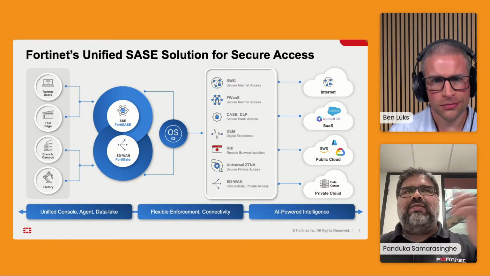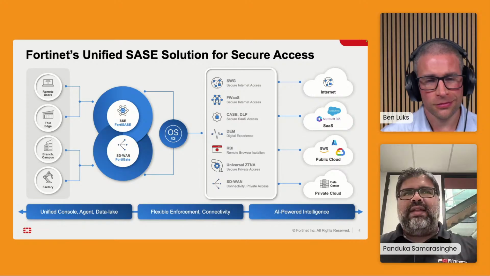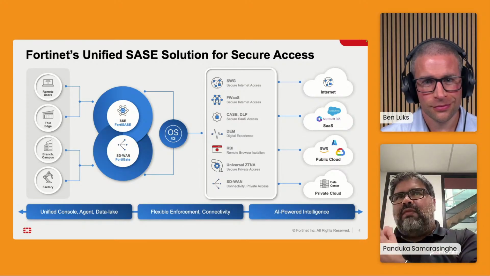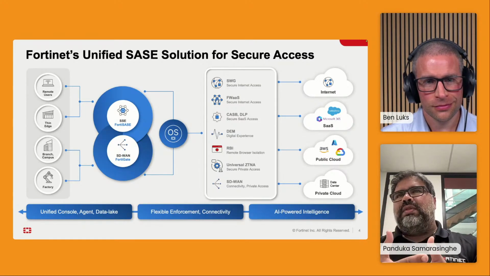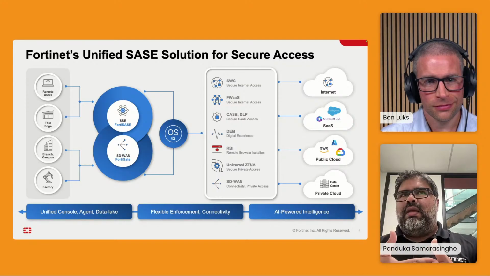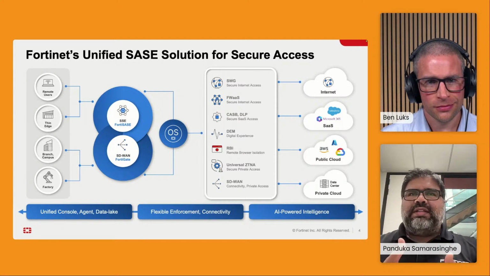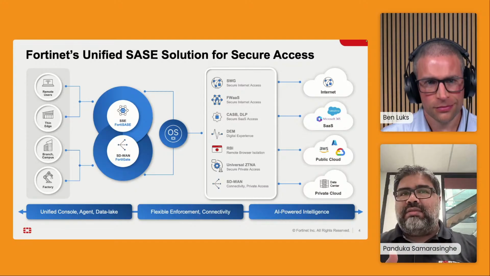So it's going through the enforcement points, FortiSASE, SD-WAN, and then when you come out of the other side, you get all these other features like secure web gateway, firewall as a service, CASB, digital experience management, remote browser isolation, ZTNA, SD-WAN, all that.